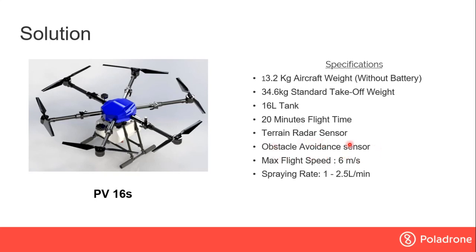And they also come with an obstacle avoidance sensor. They will automatically stop when they detect something in front. And for the flight speed and also the spraying rate, these two are adjustable according to the needs of the farmers.